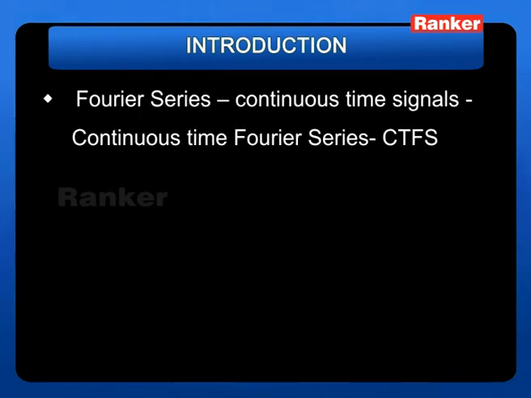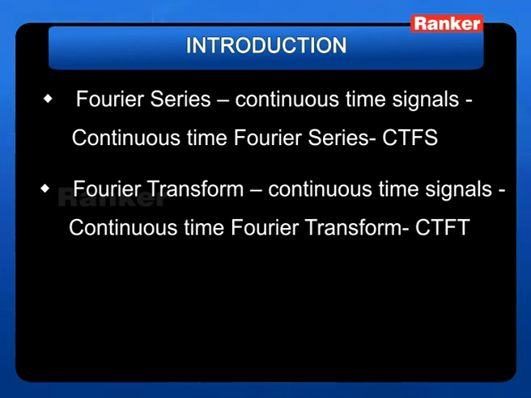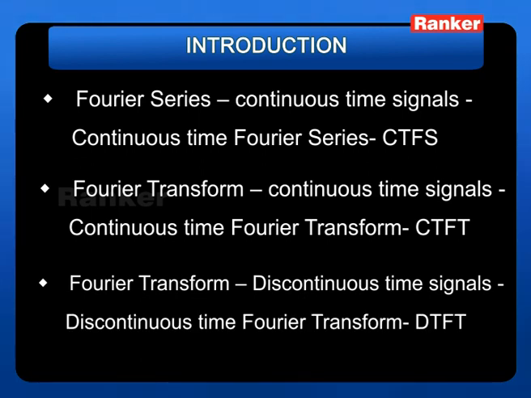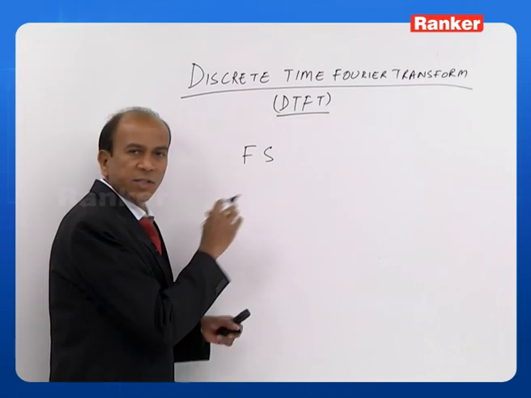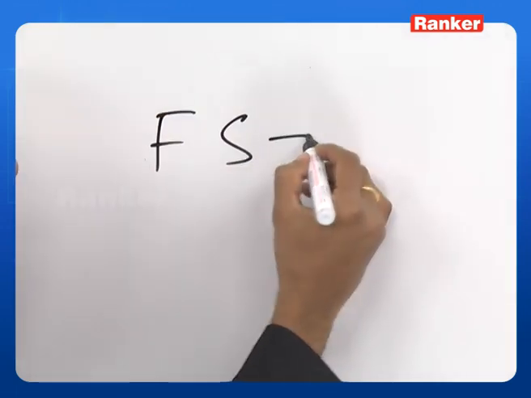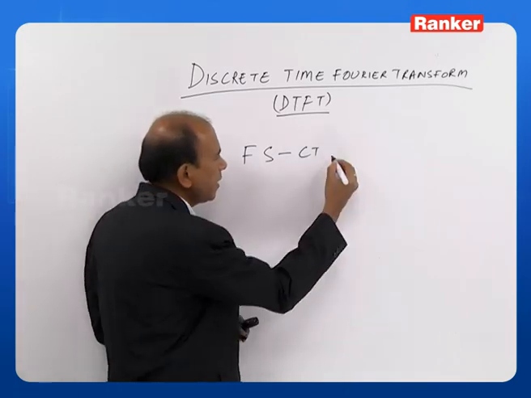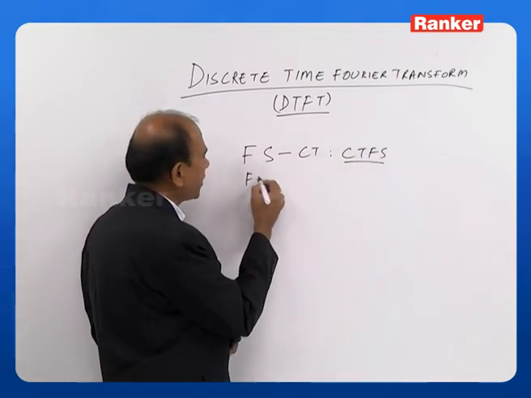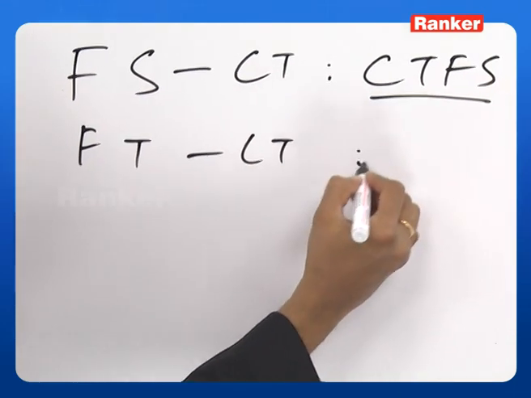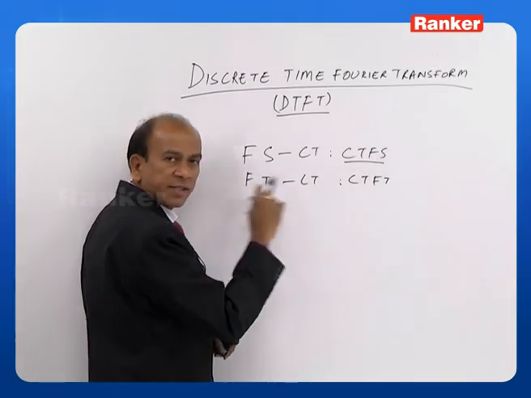Now, let us see the next one. Fourier series for continuous time signals is called continuous time Fourier series. Fourier transform for continuous time signals is called continuous time Fourier transform. And Fourier transform for discrete time signals is called discrete time Fourier transform. Let us use the short form. Fourier series means FS. If I use this for a continuous time signal, it becomes CTFS, that is continuous time Fourier series. Similarly, if I use a Fourier transform, I call it FT, and for continuous time this becomes CTFT, that is continuous time Fourier transform.